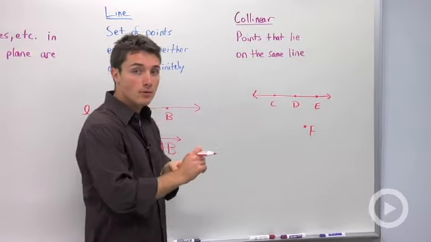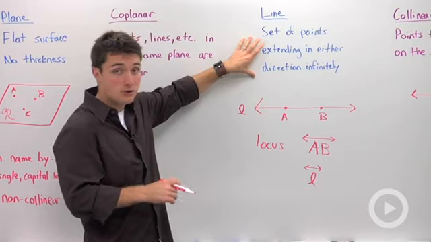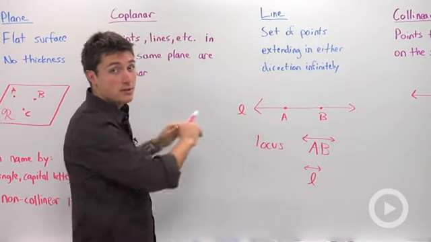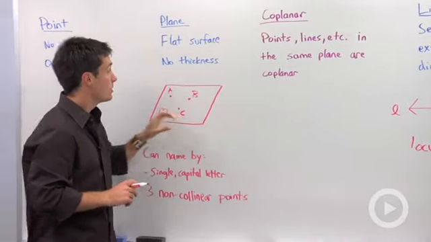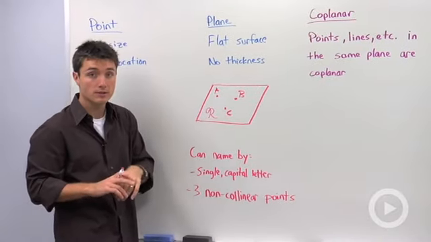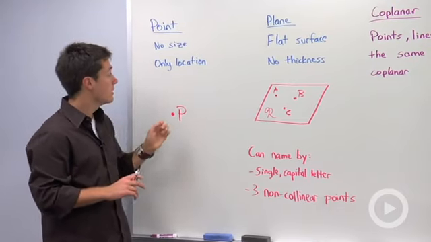So the three key terms that are not definable but only describable are line, which is a set of points extending infinitely in one or the other direction, plane, which is a flat surface with no thickness, and the third undefined term is point, that has location and no size.